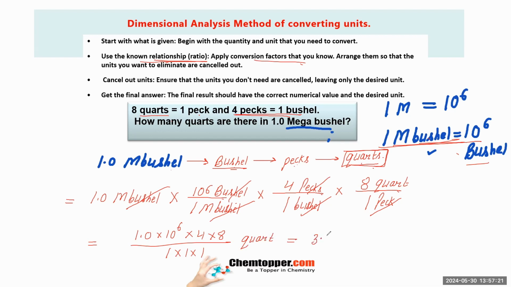It is 3.2. I'm placing it in scientific notation, 10 raised to power 7 quart. That's the answer. So this is one of the simplest examples of dimensional analysis. Let's do another example.